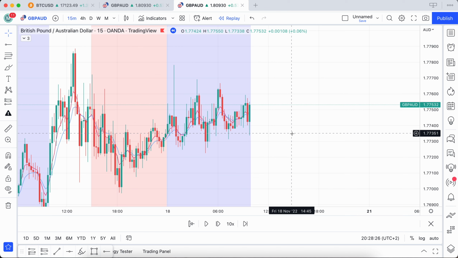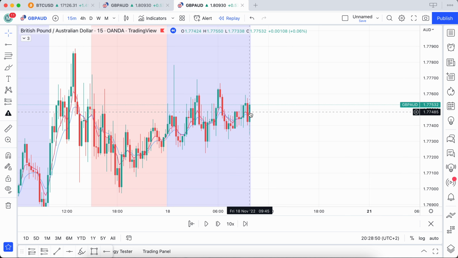in order to find potential opportunities. Okay, so I opened this replay mode on TradingView, and this is how you're going to backtest the strategy to gain confidence. More about it in future videos later on. But for now, as you can see, the last candlestick is at 9:45, which means that the next candlestick is the London candlestick.